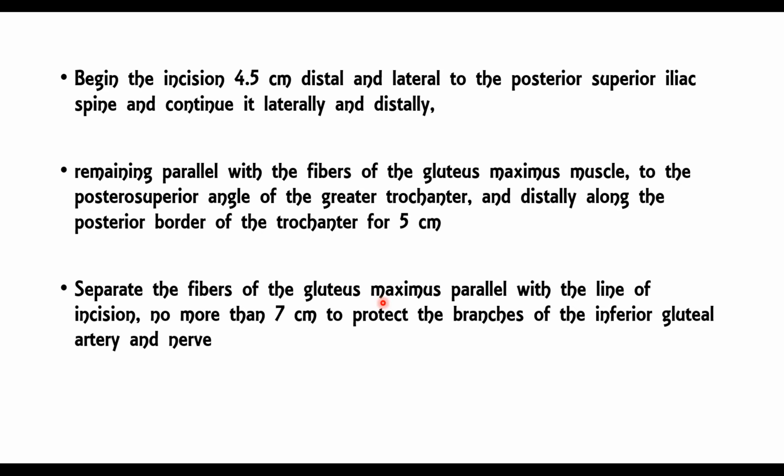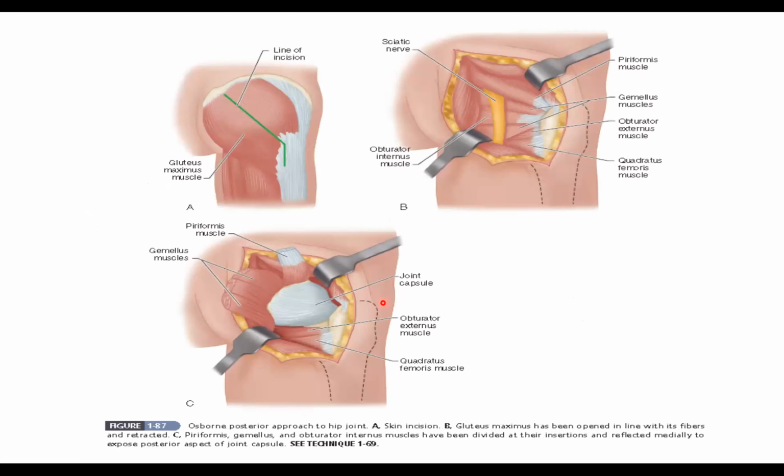As everyone knows, gluteus maximus is supplied by the inferior gluteal artery and nerve. So while splitting, you need to stop at the level of 5 centimeters, but you can go up to 7 centimeters, not more than 7 centimeters. It will affect the inferior gluteal artery and nerve. This is an important point in the examination. Definitely they are going to ask in orals. You can see this incision. This is the line of incision. And you can see that underlying soft tissue dissection is done. So these are the things they will ask.